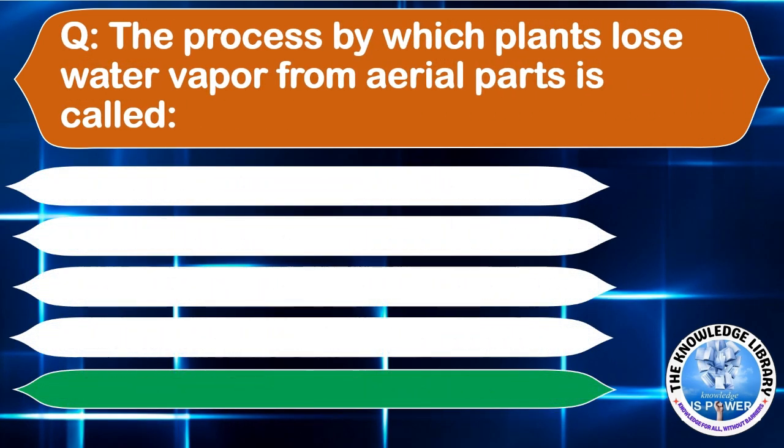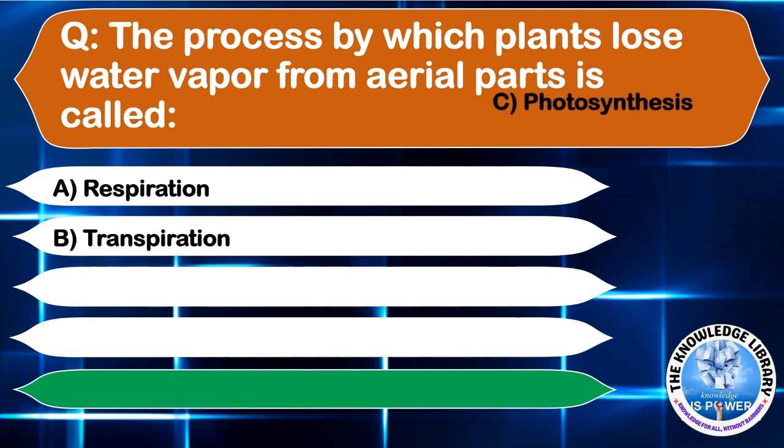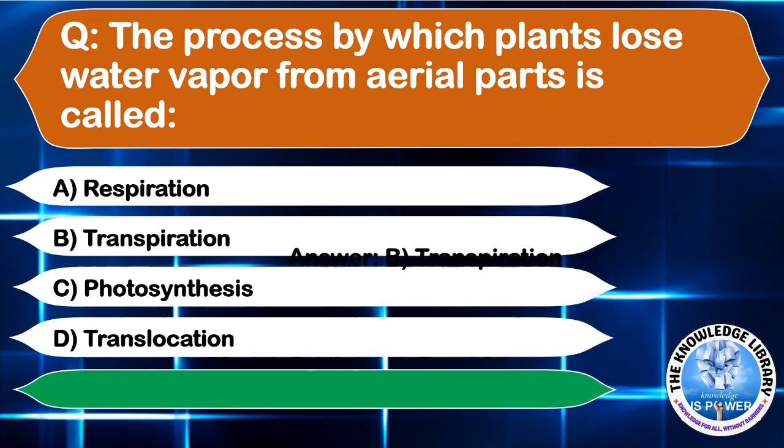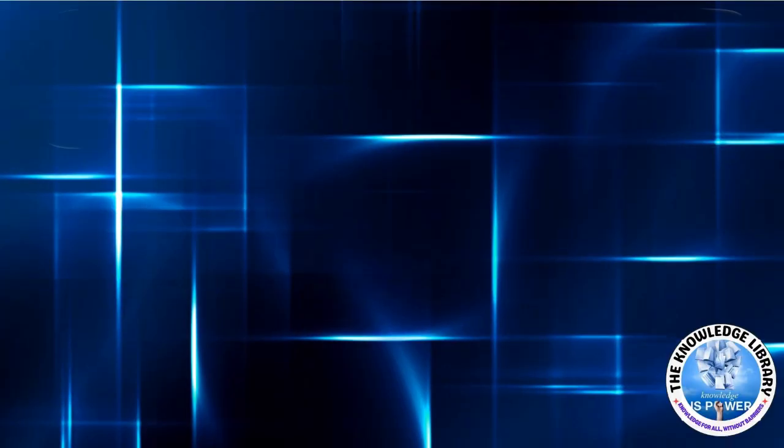The process by which plants lose water vapor from aerial parts is called option A, respiration. Option B, transpiration. Option C, photosynthesis. Or option D, translocation. The correct answer is option B, transpiration. Moving to the next question.